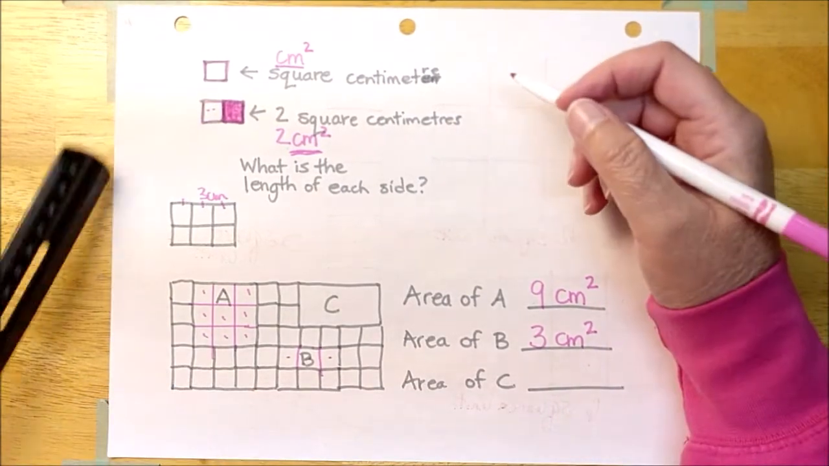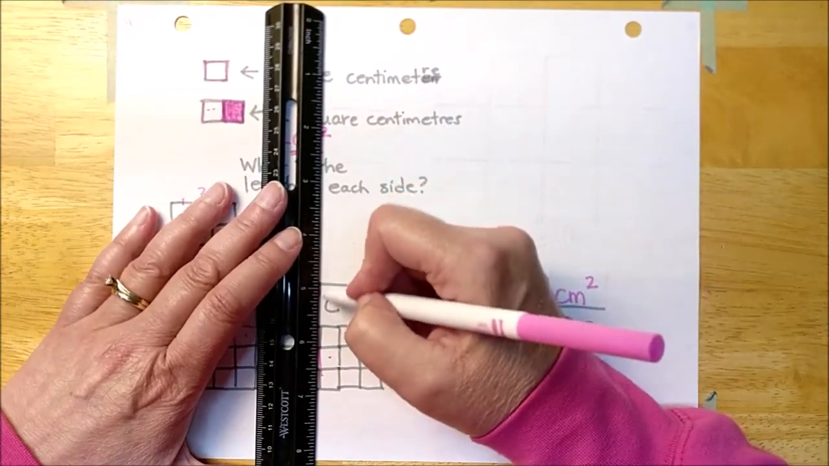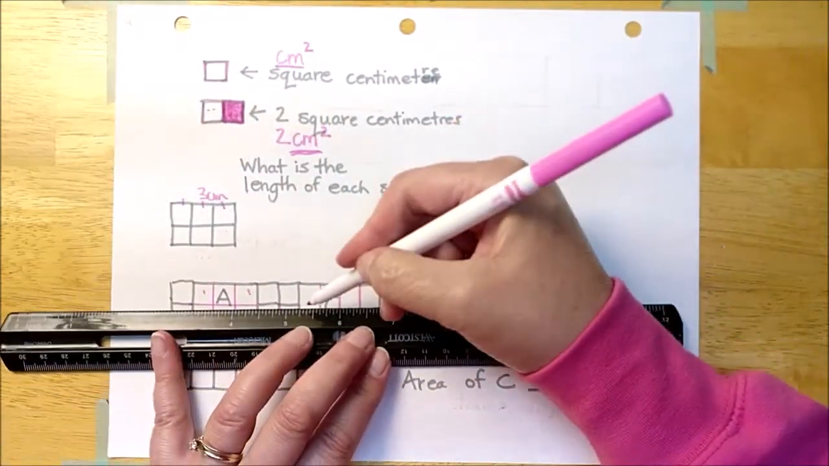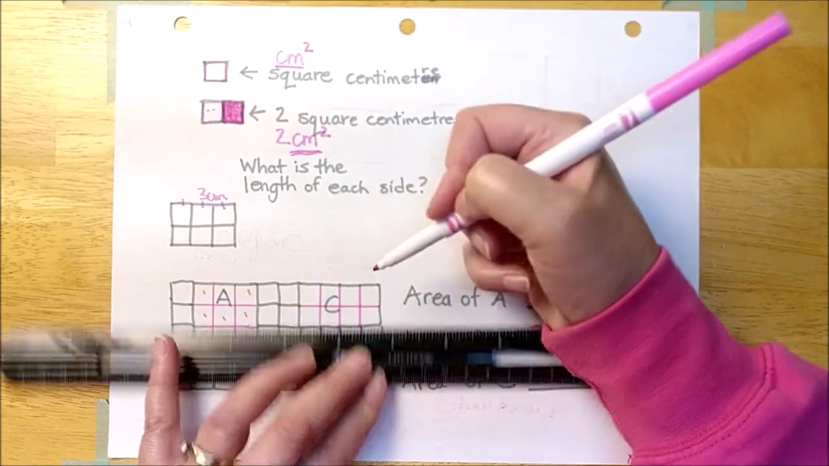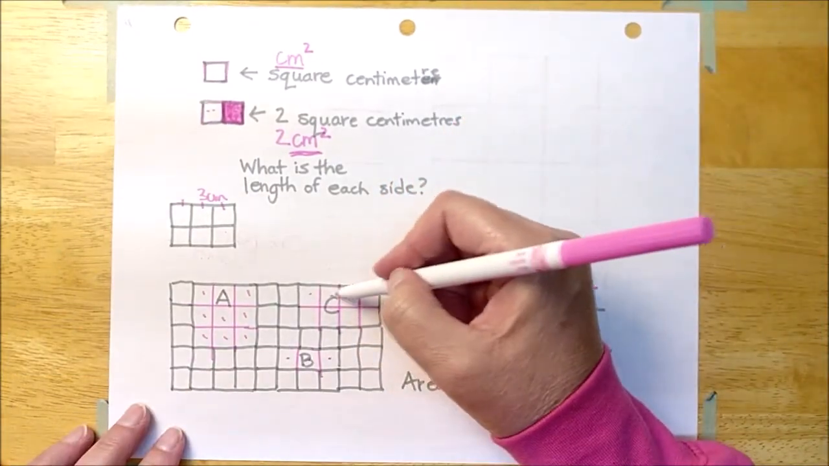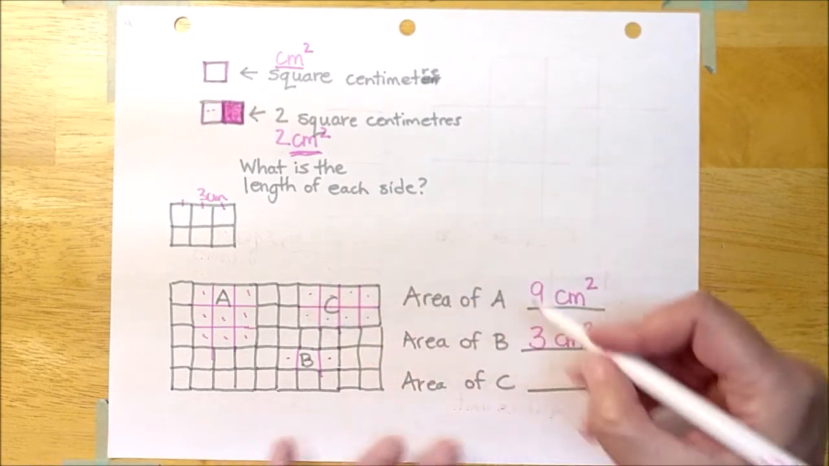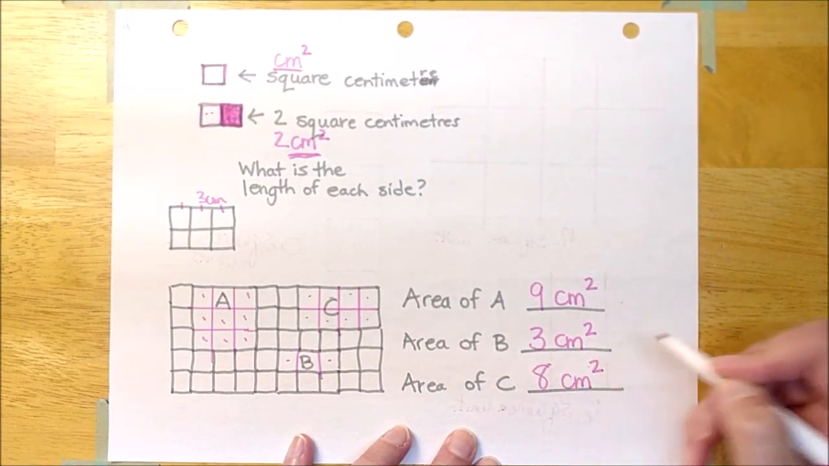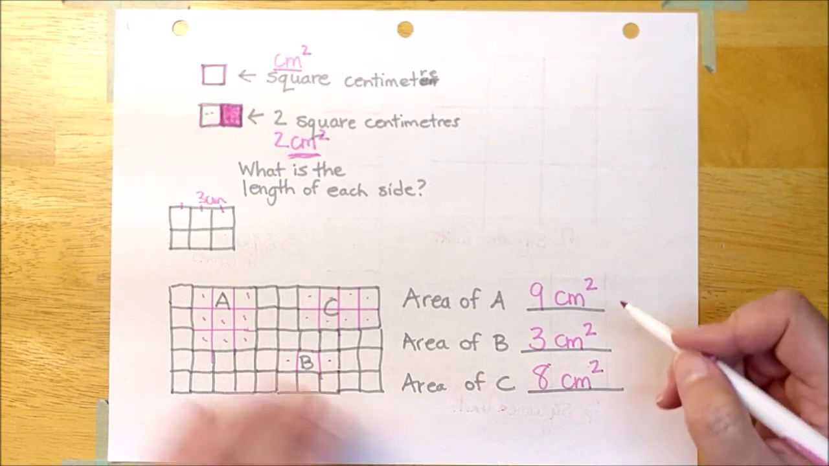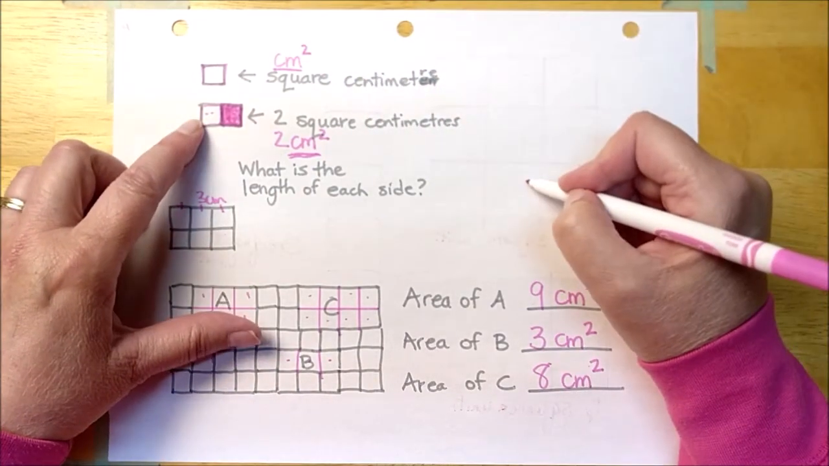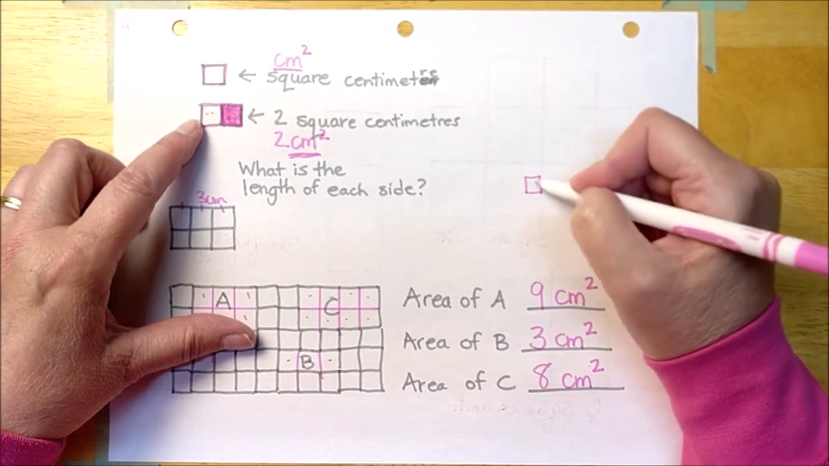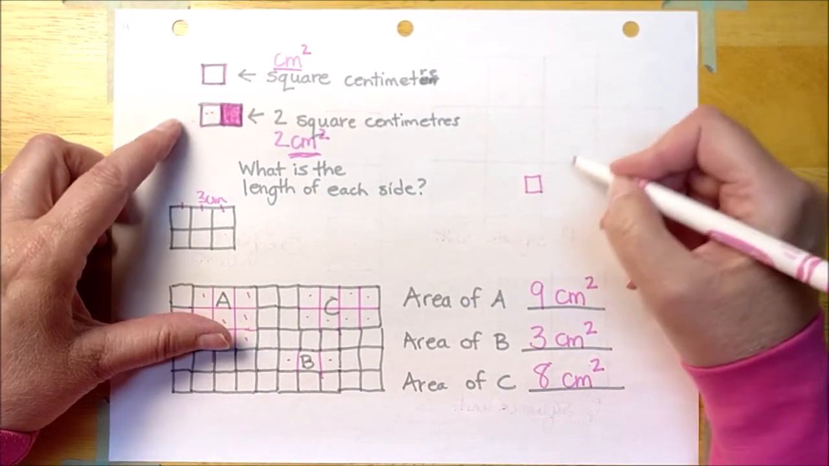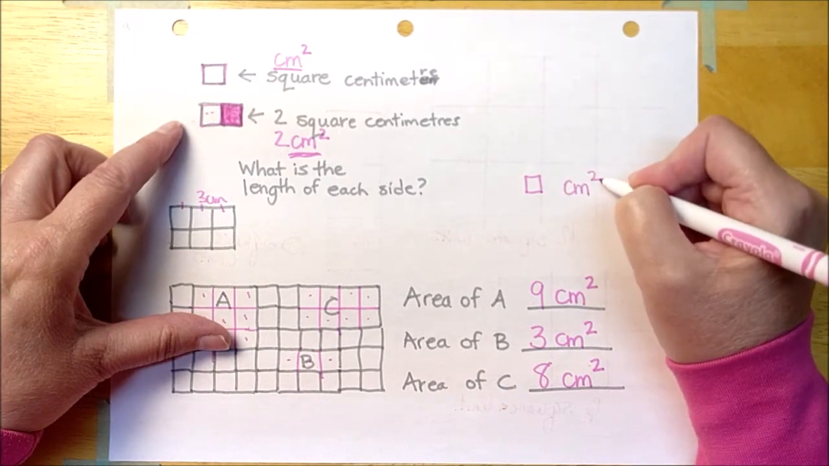And then C, I'm going to continue my lines, make sure I use a ruler. It'd be very easy not to use a ruler, but the instructions are going to ask you to use a ruler. 1, 2, 3, 4, 5, 6, 7, 8. So that is 8 centimeters squared. Make sure you put that little square up there. So whenever they have a shape, a square, and it's 1 centimeter by 1 centimeter, 1 centimeter by 1 centimeter, we say that is centimeters squared.